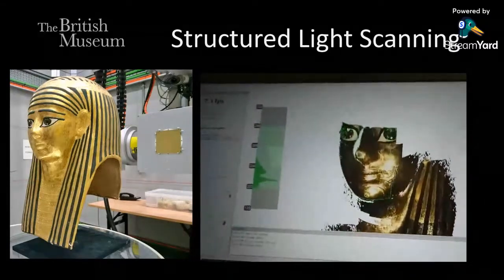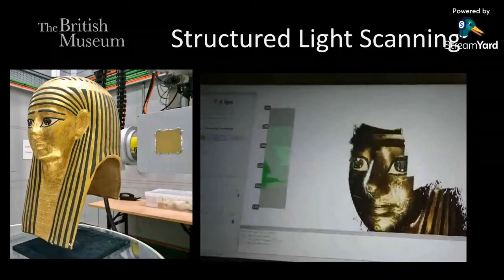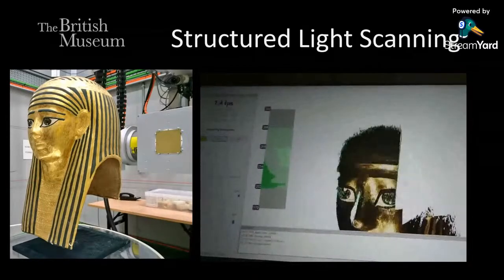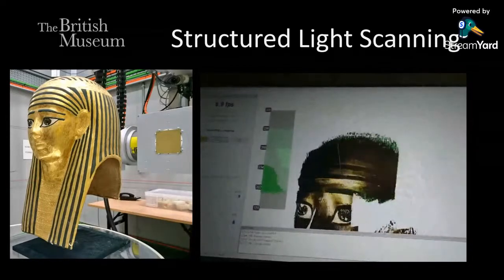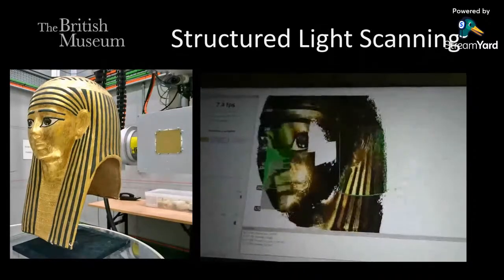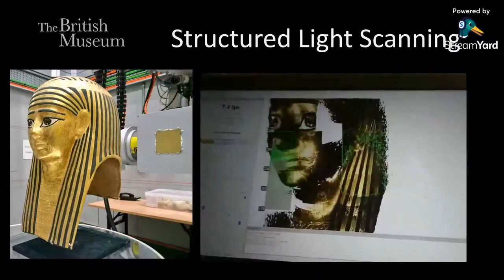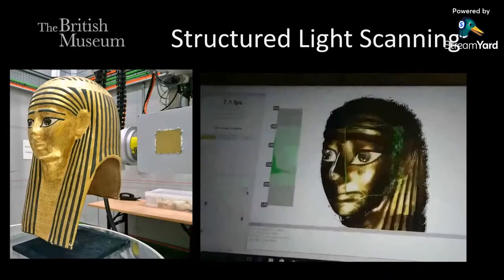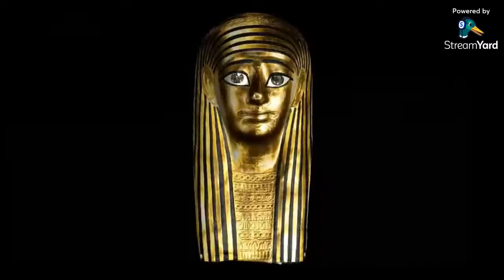What I was able to do after this was to link together my CT scan of the mask with Amelia's structured light scan of the surface. So we have a skin and then what's underneath the surface afterwards. And that's what I'm going to show you now.